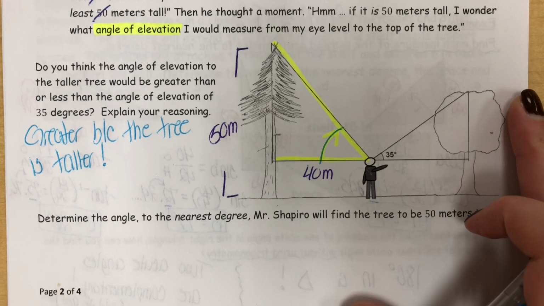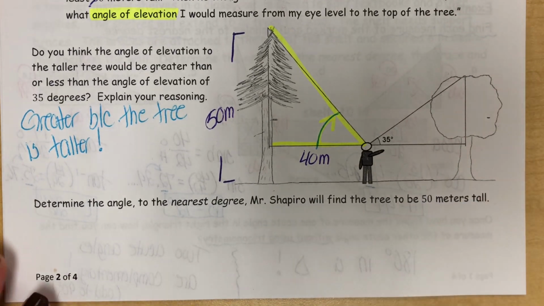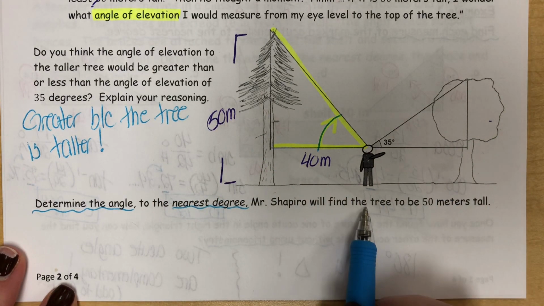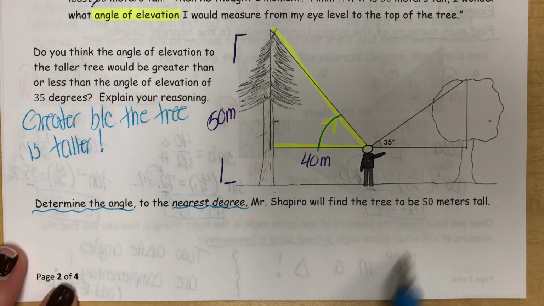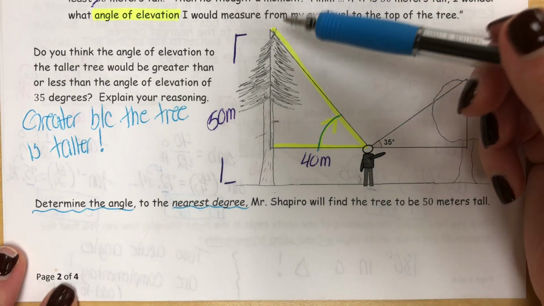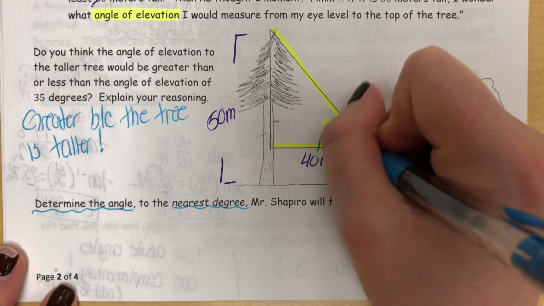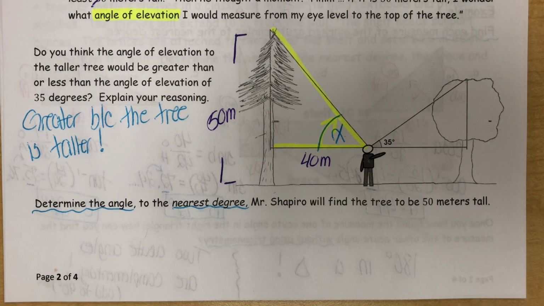So now as we look at the question at the bottom, it says determine the angle. I'm going to underline the question: determine the angle to the nearest degree that Mr. Shapiro will find this tree to be, if it's 50 meters tall. So if this tree is 50 meters tall, what's this angle of elevation going to be? Right now I don't know, so I'm going to put an X there to remind myself that that's what I'm looking for to solve this question.